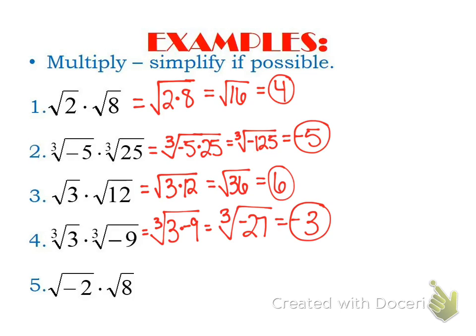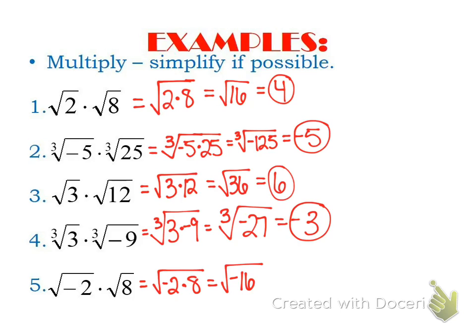On the last one, we are back to a square root of negative 2 times 8. Negative 2 times 8 is? Negative 16. The square root of negative 16. Negative 4. Lower root, sorry.